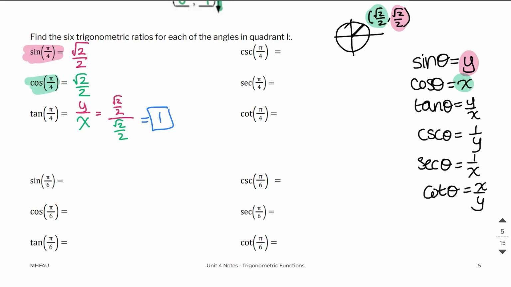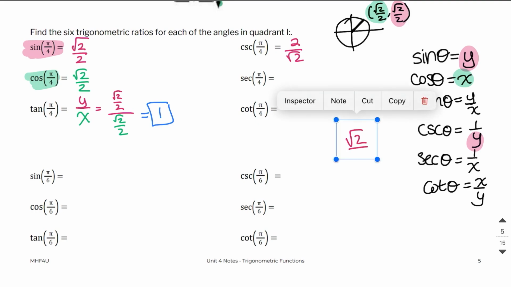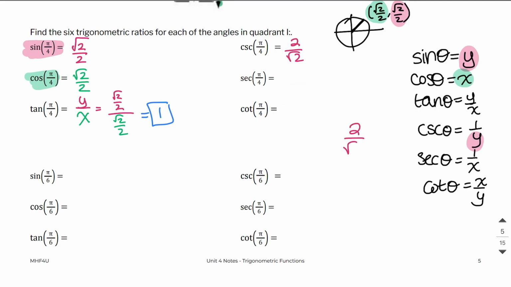Now, for the cosecant, remember cosecant is 1 over y. So remember, this here means that I need to do the reciprocal of y. And if y is root 2 over 2, then I'm going to do the reciprocal of that, which is 2 over root 2. But then I need to rationalize that denominator. So I'm going to multiply numerator and denominator by root 2 over root 2. So I end up getting 2 root 2 over 2. The 2's cancel, so this would just be root 2.